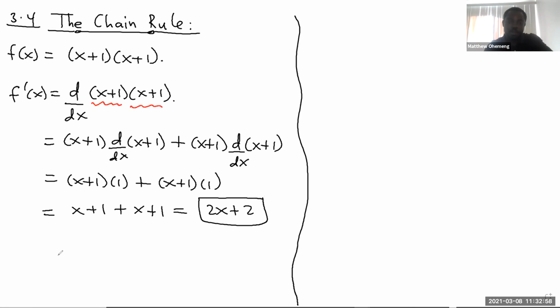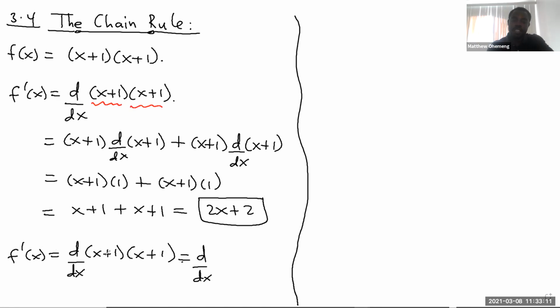Another person could have also said, for this f prime, when I get to d over dx of (x plus 1) times (x plus 1), well, the first thing the person can try is to multiply this out. So I'll have x times x is x squared. And then I'll have x times 1 plus 1 times x, that's 2x. And then 1 times 1 is 1.